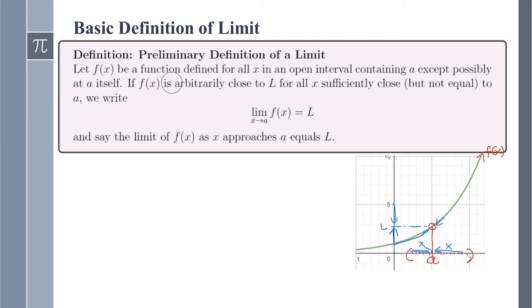So basically what we have to understand here is we have an open interval that contains a. The function is defined everywhere on that open interval except at a; it might or might not be defined there. So when the independent variable approaches a from both directions, the function is approaching a particular value L. Then we say the limit of f of x as x approaches a equals L. So this is the preliminary definition of limit. Let's see some examples which make better sense of this definition.